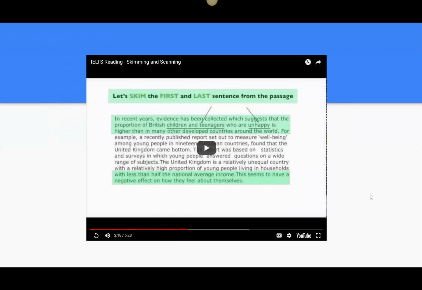Okay, so the main takeaways from that I liked were, for skimming, you're just getting the gist of what the text was about. And for scanning, you're just looking for something in particular. You're looking for one thing.